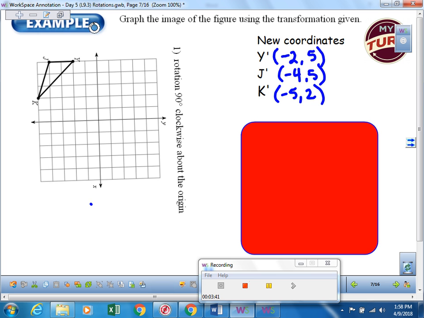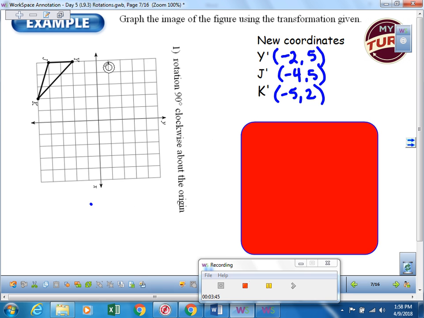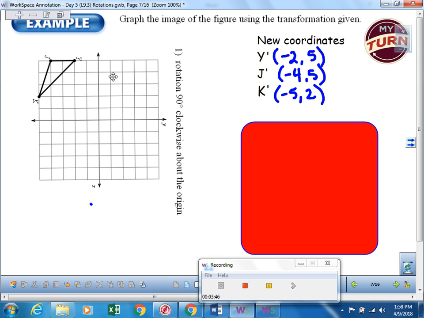Then you're going to turn your paper back to its original, oh wait, hold on. Before you turn it back, you're going to make a little reference. When I turned my paper, what quadrant is this shape in? Quadrant 2. I always like to reference what quadrant it's in, just so that when I'm graphing, I know I should be graphing up here in quadrant 2.